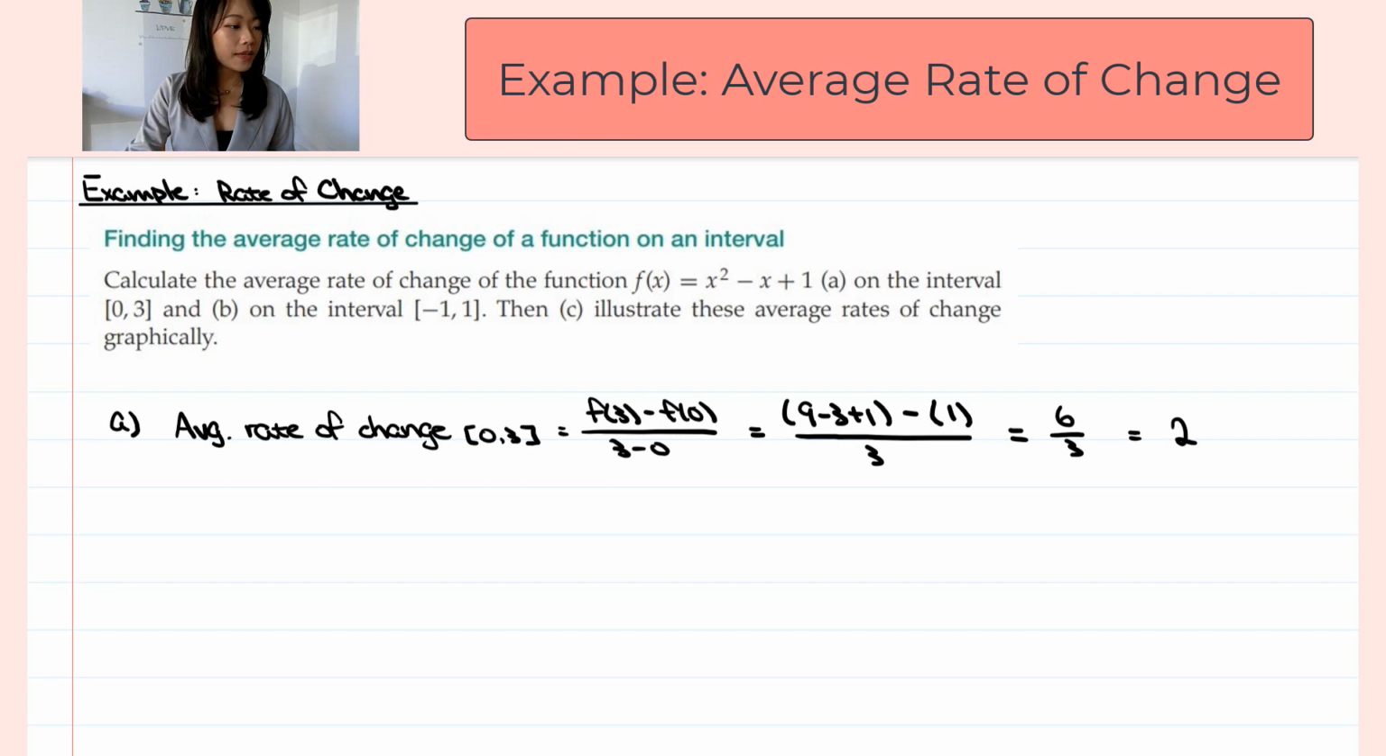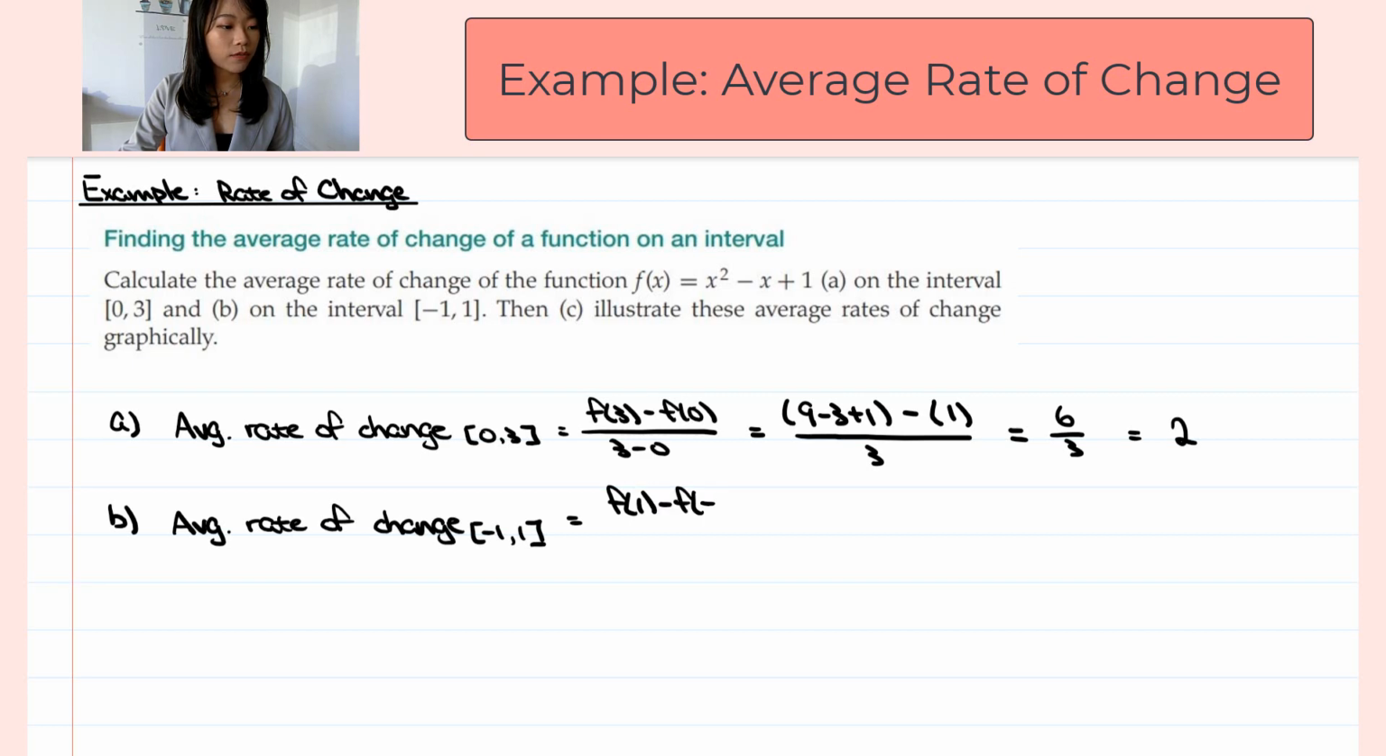How about part B? The average rate of change over the interval from -1 to 1. So we use the same approach. It will be the change in y divided by change in x. Change in y here would be f of 1 minus f of -1. And divided by change in x, 1 minus -1.